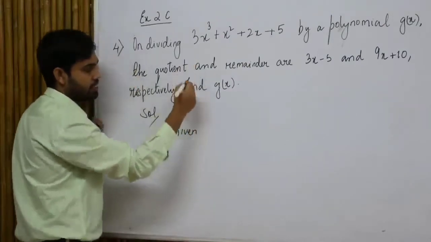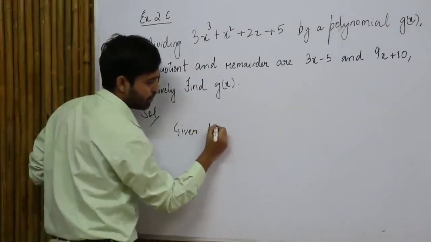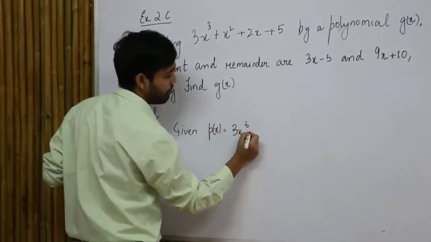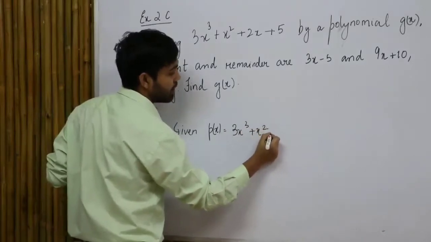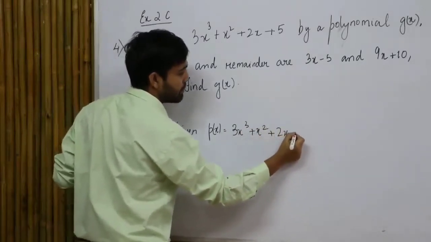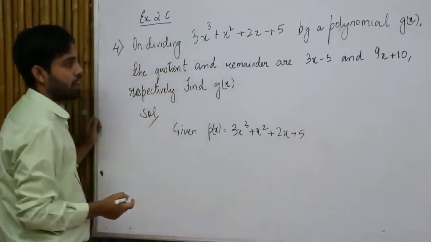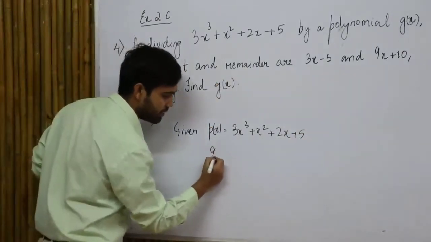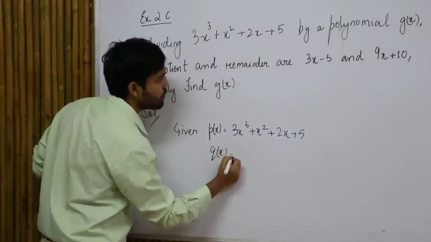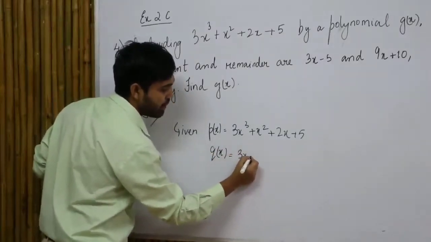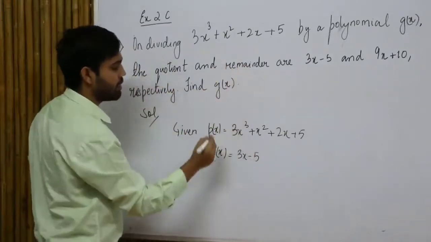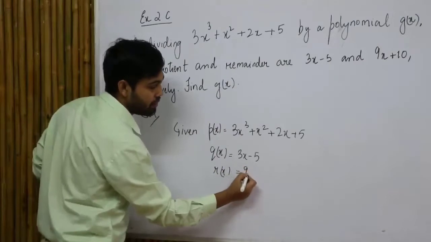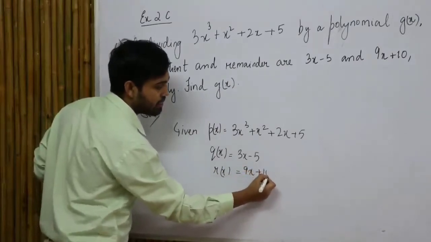They have given us this polynomial, so p of x, I have 3x cubed plus x squared plus 2x plus 5, right? They have given us the quotient polynomial, so they have given us qx. This will be equal to 3x minus 5, and they have given us the remainder polynomial rx, this is equal to 9x plus 10.